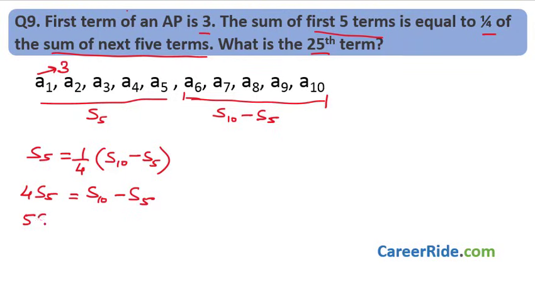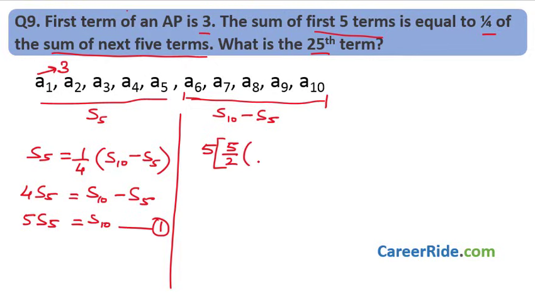This means 5S5 is equal to S10. Now, I know the formula for the sum of n terms in an AP. Let me put that formula in equation 1. So, 5 into the sum of the first 5 terms is what? n by 2, that is 5 by 2, 2a, that is 2 into 3, plus n minus 1, n is 5 here, first 5 terms, so 5 minus 1 into d. This is equal to the sum of the first 10 terms from my relationship 1. So the sum of the first 10 terms is what?